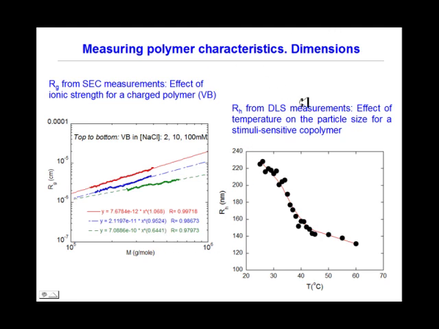DLS measurements provide hydrodynamic radius, and in the graph on the right is shown the effect of the temperature on the particle size for a stimuli-sensitive copolymer. As you can see, the size decreases as the temperature is increased.